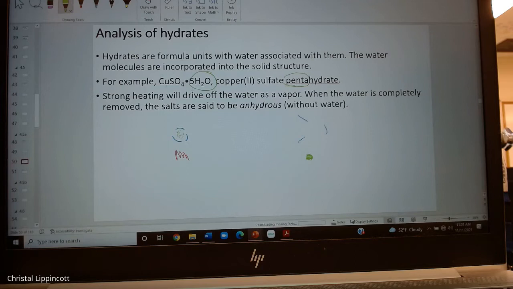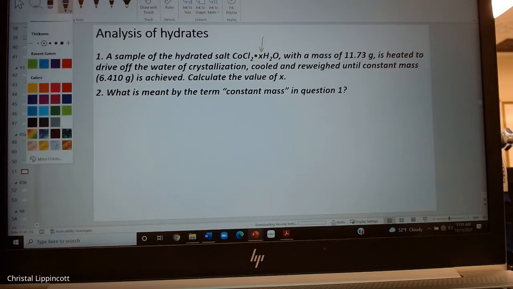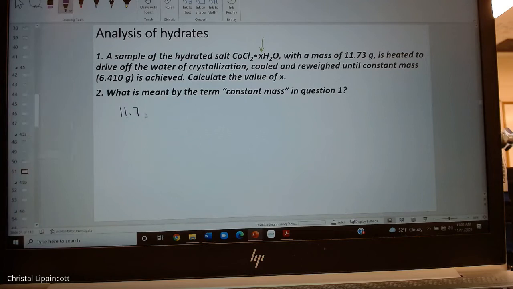There are certain materials that lend themselves to this, but they end up having different amounts of water that can get attached to them. So for example, the problem that we're looking at here is we're trying to figure out what this number is, and we can analyze this material to figure that out. So what we did here was we started with 11.7 grams of the COCl2·H2O. We don't know what this is. We're trying to figure out this question mark here, okay?